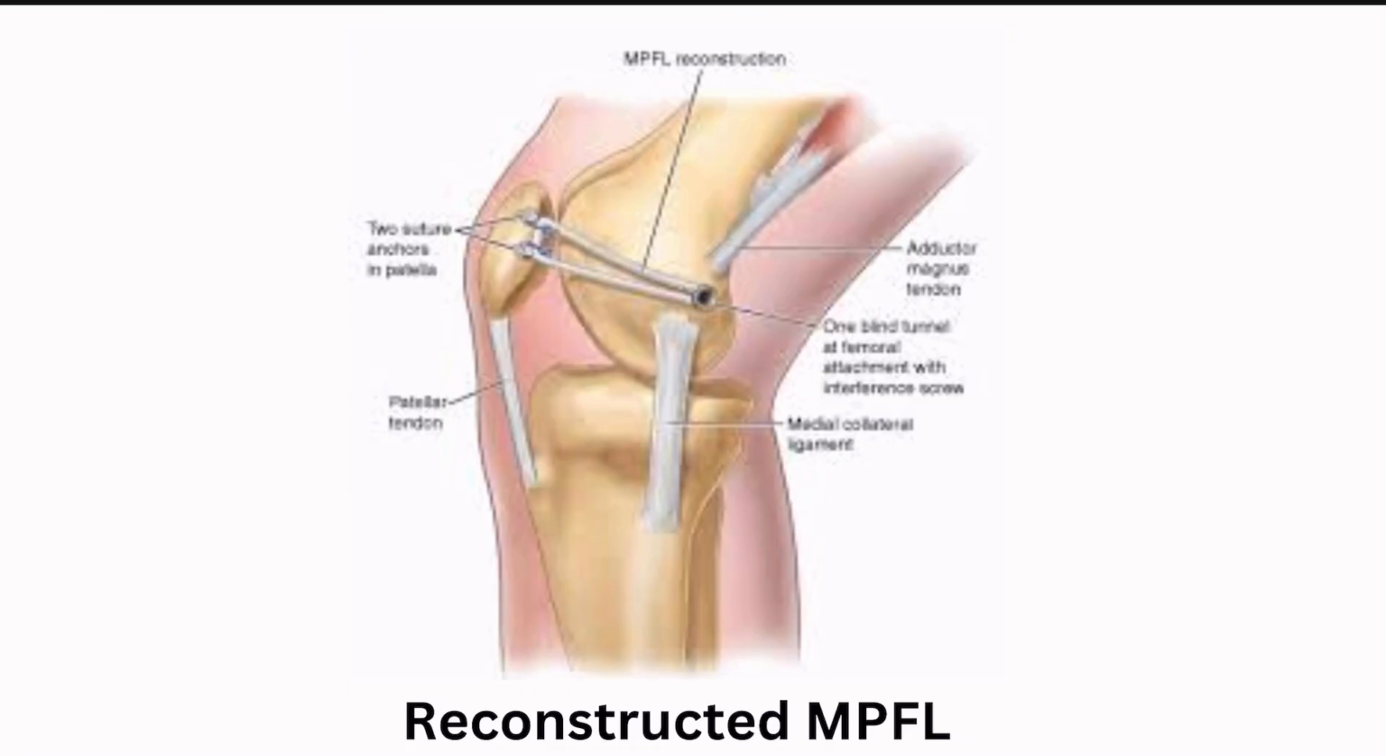And this is what a reconstructed MPFL looks like. There are two anchors in the patella, which two bands are connected to, and then one anchor in the bottom of the femur.